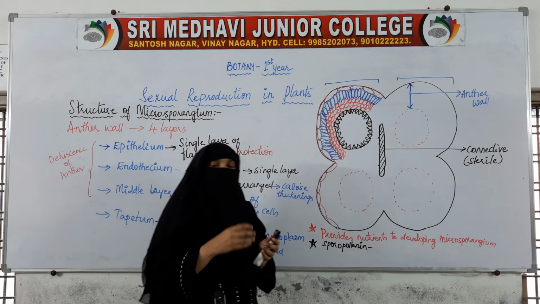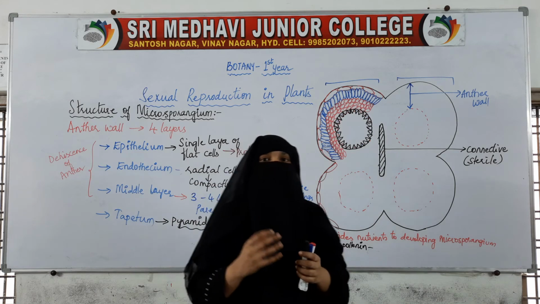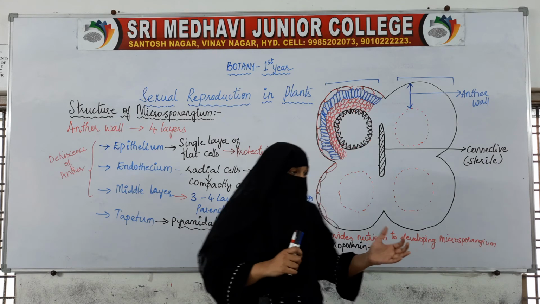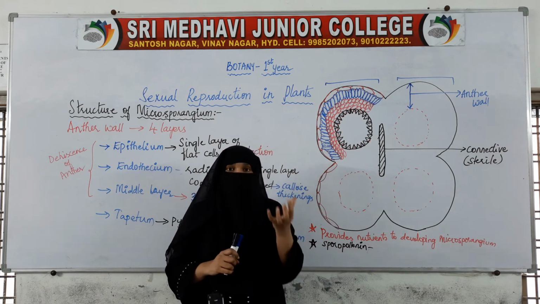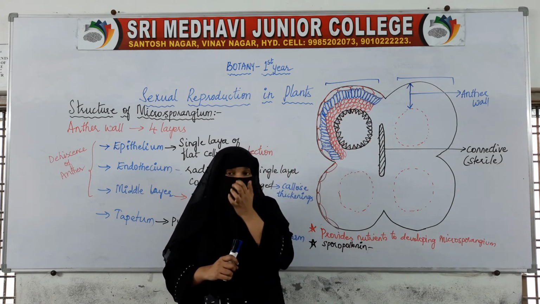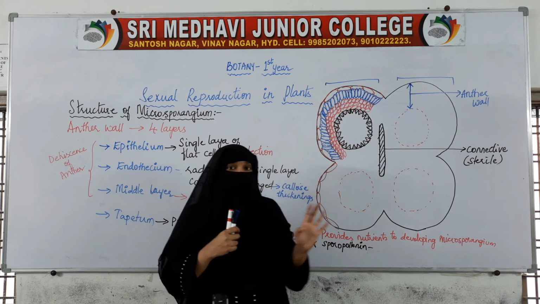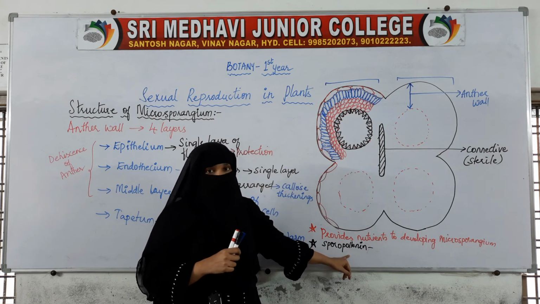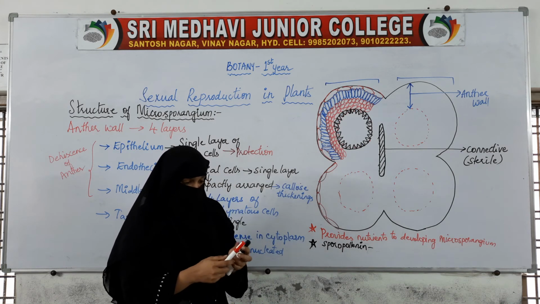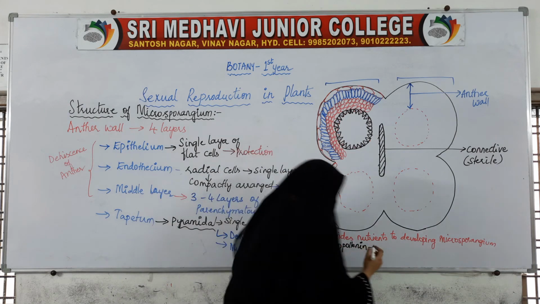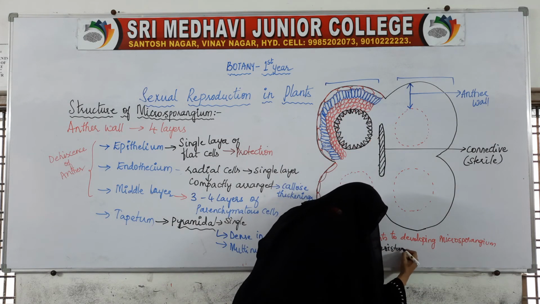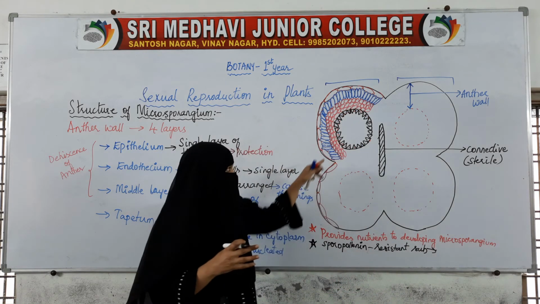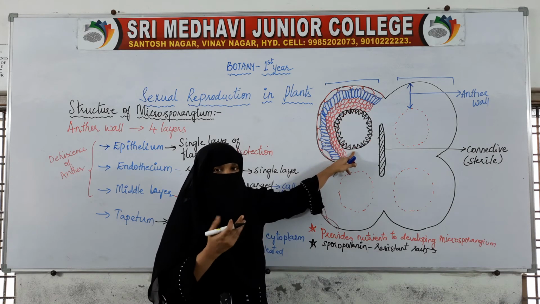Sporopollenin is a very tough, very resistant, unbreakable substance. It is one of the toughest, most resistant substances in the whole world as of now. So the tapetal cells help in the production of sporopollenin, a very resistant substance.